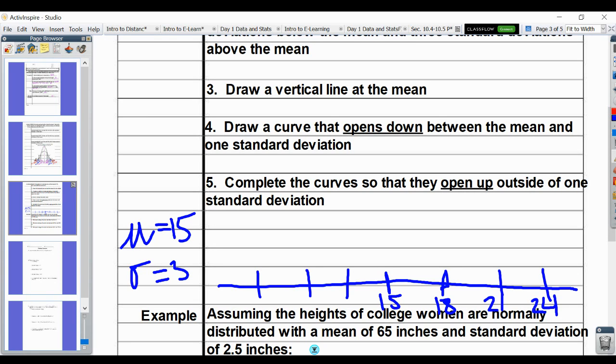To go below the mean, you do the same thing, but this time instead of adding sigma, you are subtracting it. So 15 minus 3 is 12. 15 minus 2 times 3, you get 9. And then 15 minus 3 times 3, you get 6.